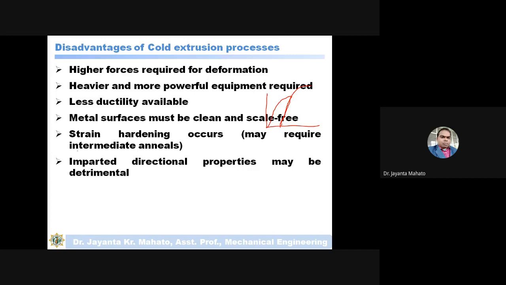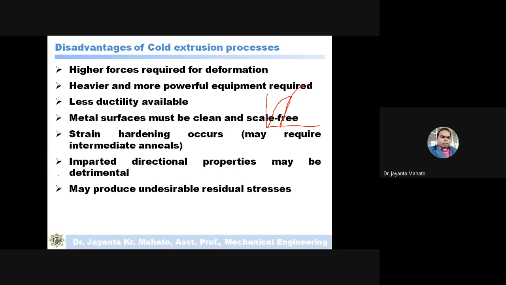Okay, so annealing is actually nothing but one type of heat treatment process. So by this annealing process, the strain hardening of the extruded part can be minimized. Imparted directional properties may be determined, and may produce undesirable residual stress.